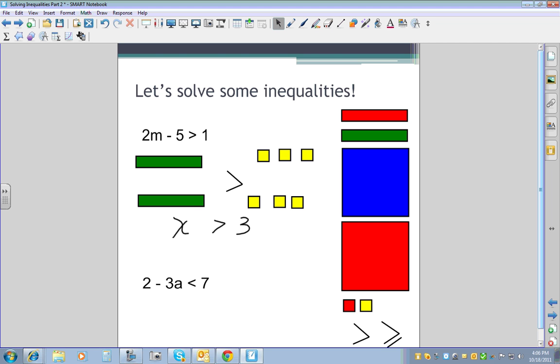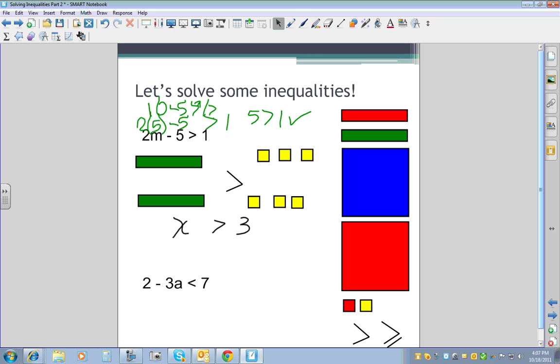So our original problem was 2m minus 5 is greater than 1. So if I put in a number greater than 3, suppose I put in 5. So we have 2 times 5 minus 5. Is that greater than 1? Well, 2 times 5 is 10. 10 minus 5, is that greater than 1? That's true. 5 is greater than 1, so it checks.